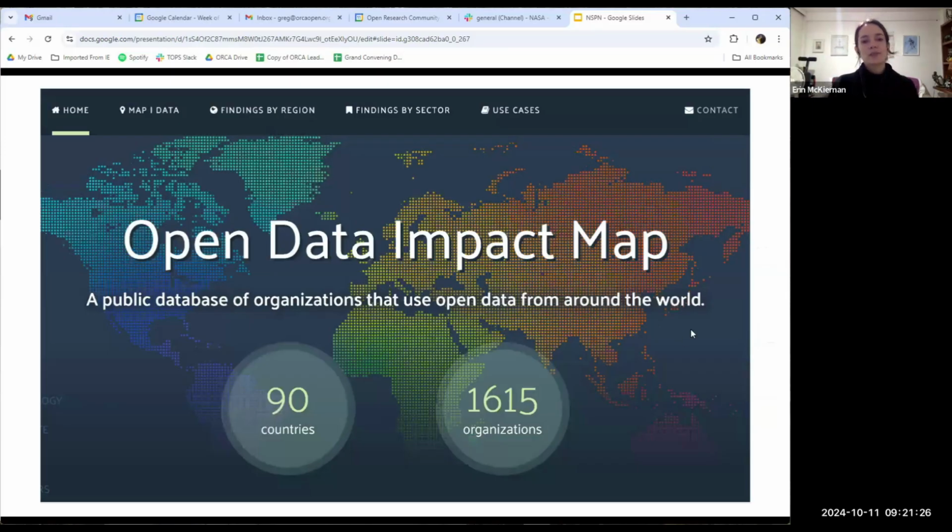There's this really interesting project that tries to capture some of this. It's called the Open Data Impact Map. So this is not academic organizations. This is specifically a database of organizations, social organizations, government organizations that are using open data for direct societal impact. As you can see there, they have over 90 countries with different initiatives and over 1,600 organizations that are using open data in different ways. So we've just collected a few examples on the next slide that come from that map.